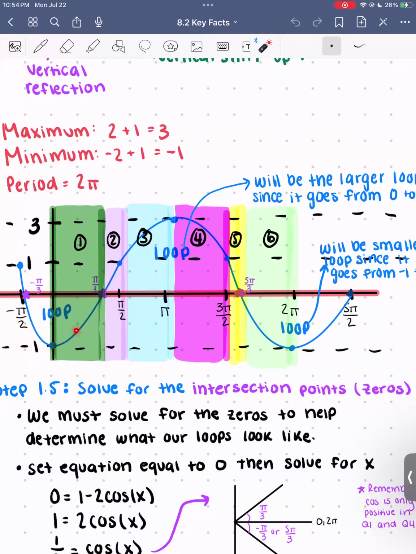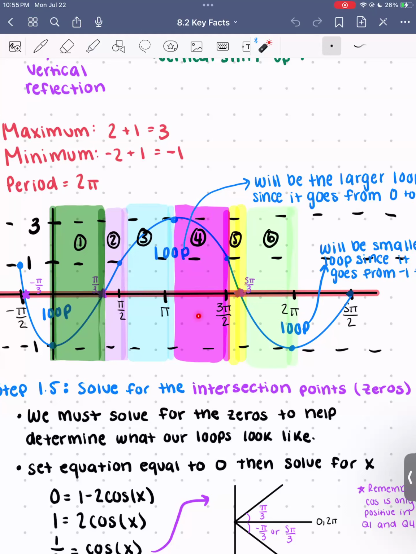And this will be one part of the graph, and this section is going to stop at our first intersection, pi over 3. Then the next point on the graph would have been at our midline, at pi over 2. So our second part of the graph that we're going to draw is from pi over 3 to pi over 2, going from 0 to 1. Then the third part of our graph is going from pi over 2 to our maximum at pi, so from 1 to 3.